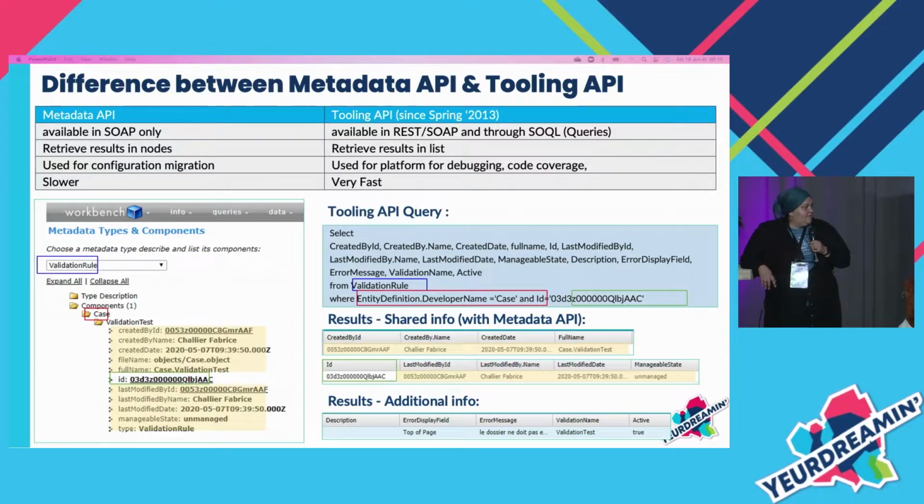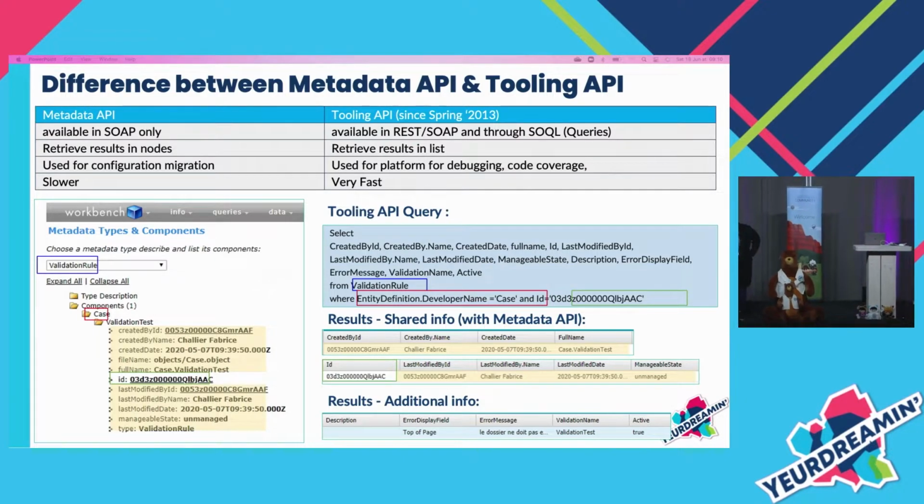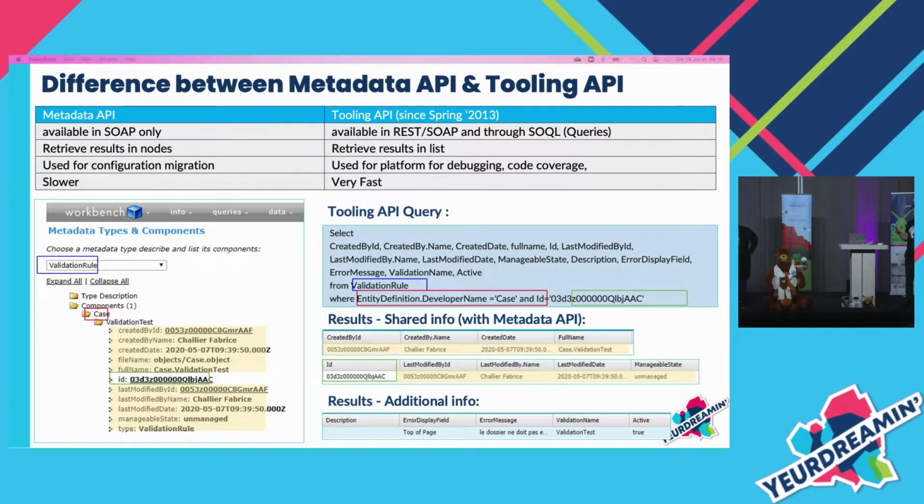I wouldn't say so. I would say that the Metadata API can give you all the information, but it will be hard to read because it will be an XML file, whereas the Tooling API will provide you some information, but in a tabular way, so you can filter it, as we showed you, things like this.